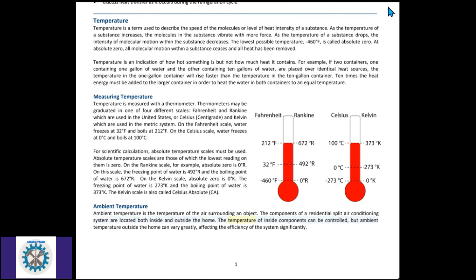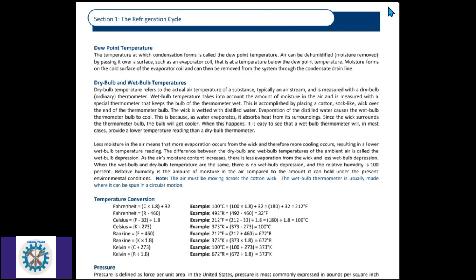Ambient temperature is the temperature of the air surrounding an object. The components of a residential split air conditioning system are located both inside and outside the home. The temperature of inside components can be controlled, but ambient temperature outside the home can vary greatly, affecting the efficiency of the system significantly. Page 1 of 32.